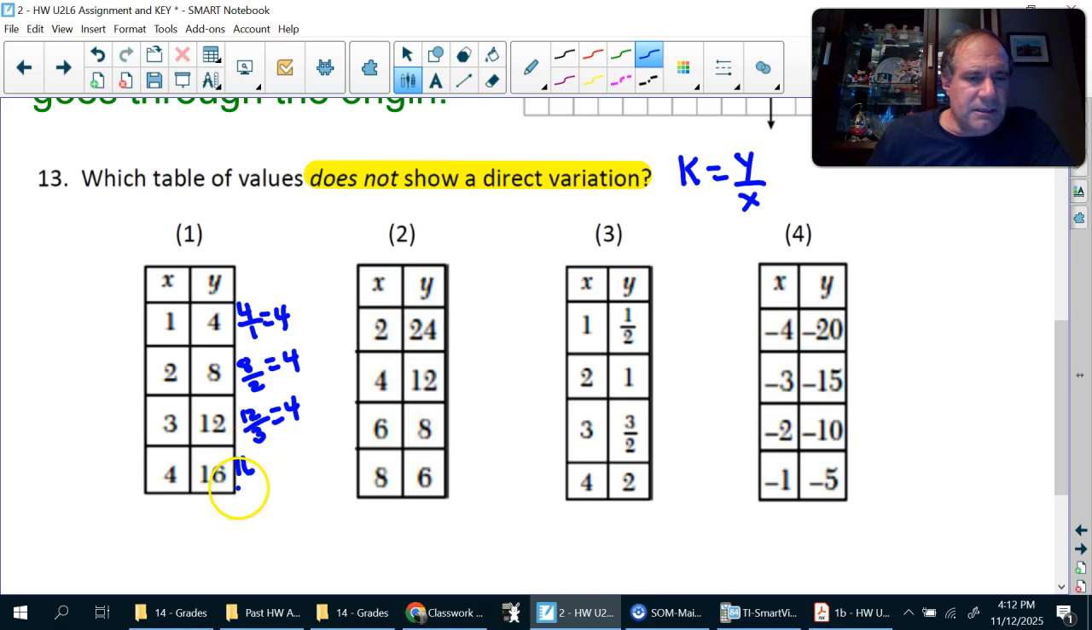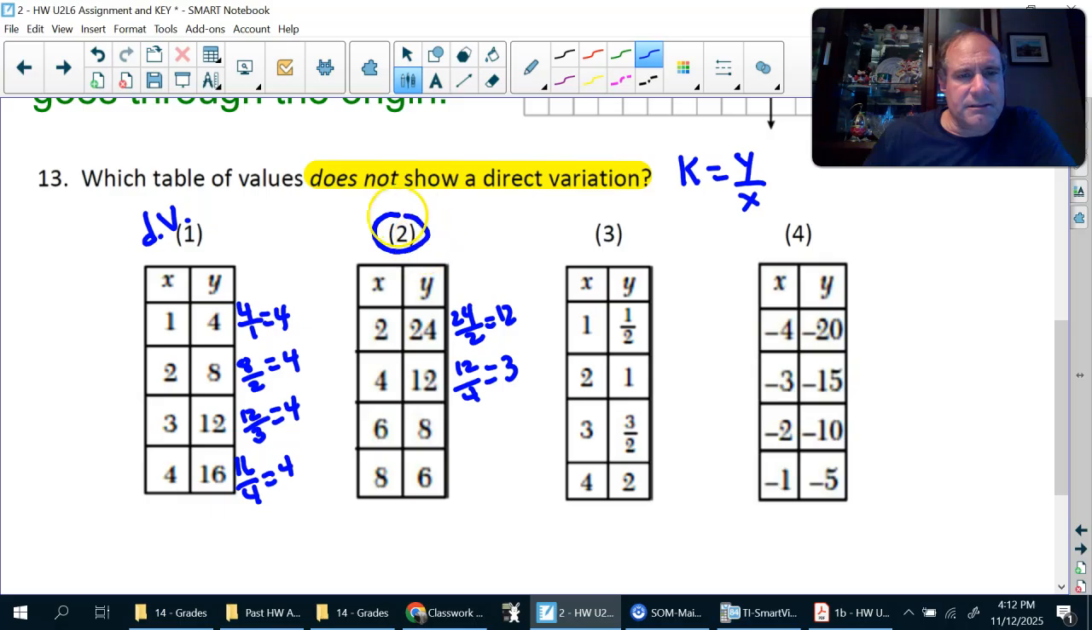And so you could see that when I divide y and x, this is a DV. This is 24 divided by 2 is 12. And then I could stop right here. This is 3. This is not a direct variation. You do not have to go any further. All right, so that's which one does not show a direct variation. 2 is your answer.